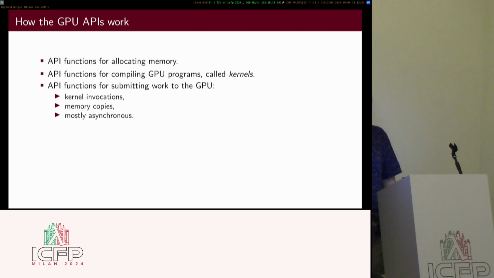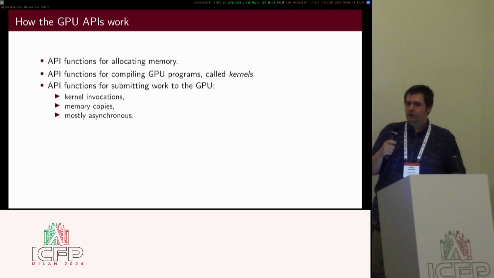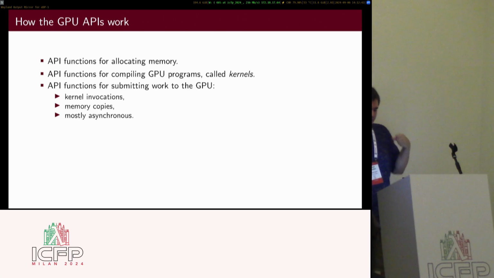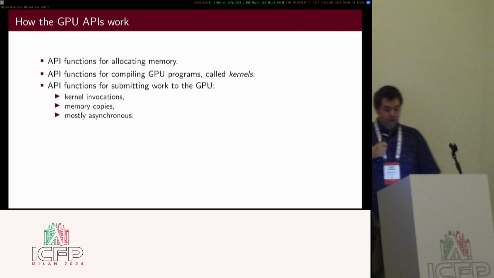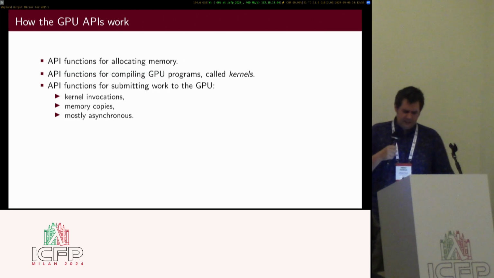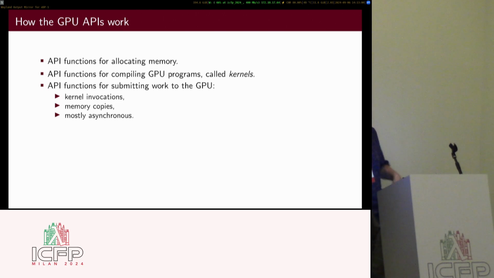Okay, but let's look at how they work. So these GPU APIs at the level that the Futhark compiler takes advantage of them are very similar. You need some kind of way to allocate memory on the GPU. It's a separate computer, remember? So it's a separate memory space. You can actually map it into the CPU memory space, but we'll pretend you can't. You need a way to compile GPU programs, which are called kernels, into GPU machine code. And then you need some functions for submitting work to the GPU. Call this kernel function, copy this memory somewhere, and most of these are asynchronous operations.